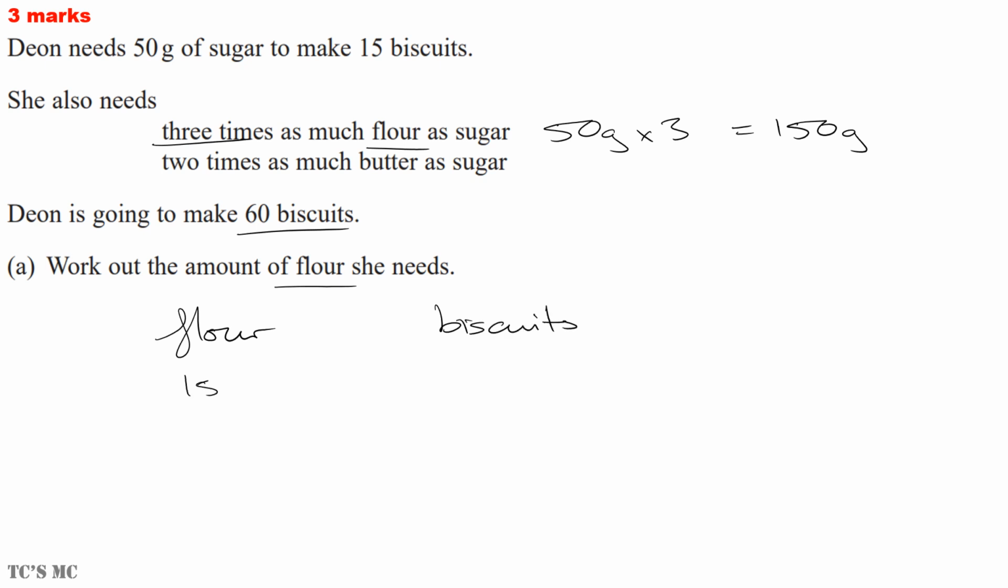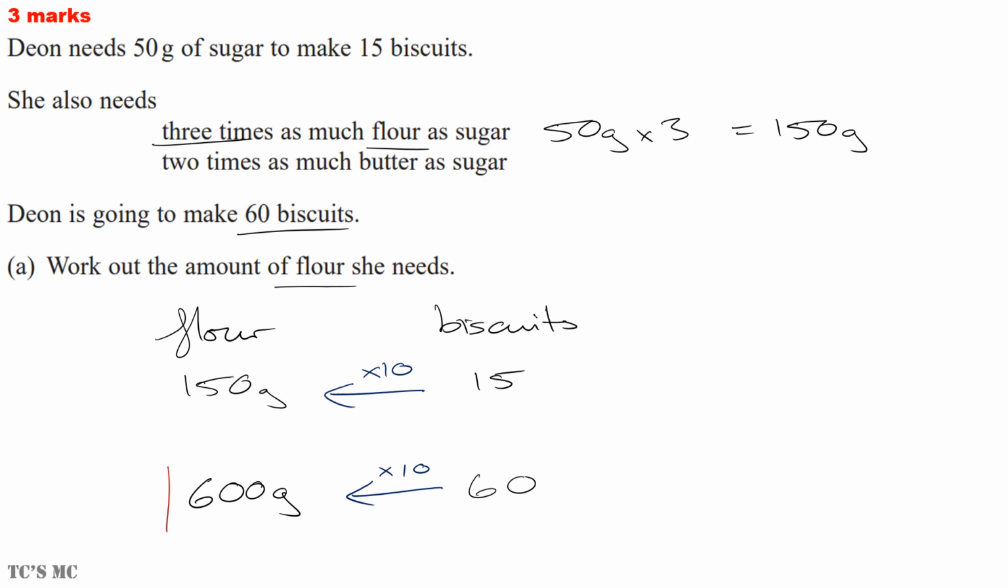With 150 grams, Dion can make 15 biscuits. She wants to make 60. So again, go downwards or go across, completely up to you. I am going to go across. I am going to multiply by 10, and that gives me a second mark. And because I can work that out to be 600, I've got my third mark.